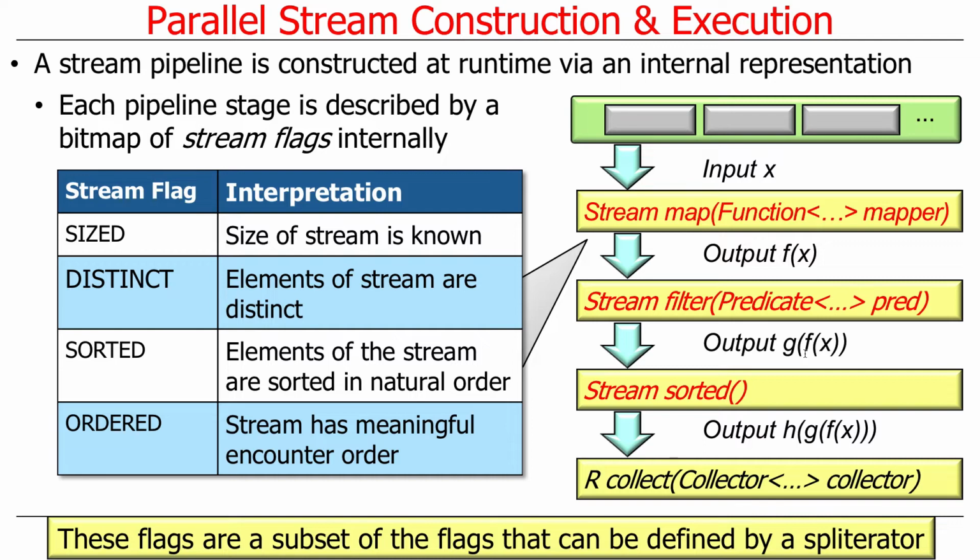What's interesting is these flags are a subset of the flags that can be defined by a spliterator. If you look at the source code for the various collections in Java, you will find that there are spliterators for each of these, and those spliterators set flags that describe metadata about the spliterator created for the collection. It indicates properties about the collection, whether it's sized, distinct, sorted, and ordered. That information is known up here, and it can then be propagated through the stream as you go down. So that's one thing to remember.